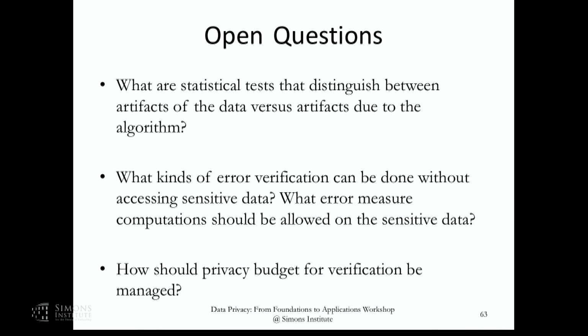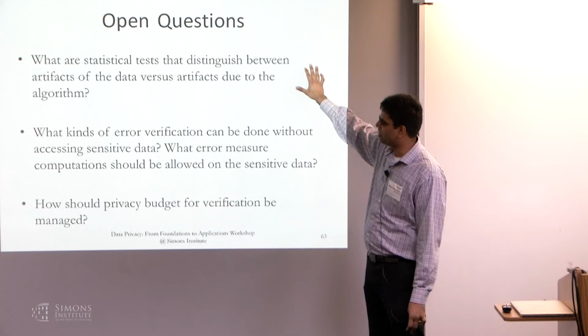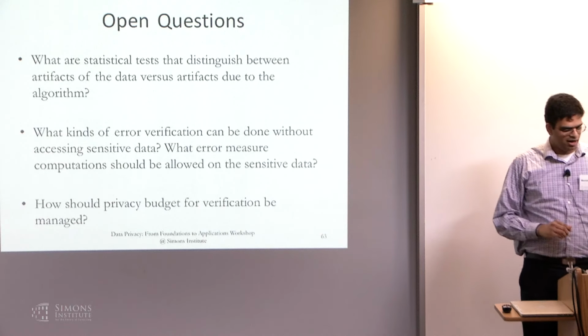Yeah, so the open questions really here are, and it's really a call to the statisticians: what are statistical tests that can distinguish between artifacts of data versus artifacts of algorithm, what kinds of error verification should we be doing, and how do you manage privacy budget for verification, okay? I'm going to finish in one slide and then I'll take your question, okay?